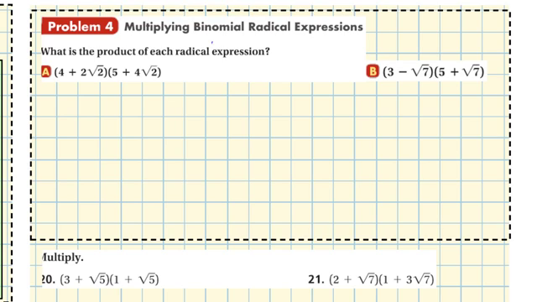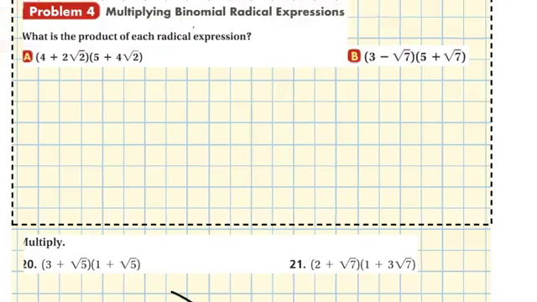Anytime that we're multiplying binomial expressions, you have to remember that you have to FOIL. Multiply the first terms together, then the outer terms, the inner terms, and the last. In blue, I'm going to multiply the first and outer terms. And then you're going to see arrows showing you what I'm multiplying together. So for the first one, I have 4 times 5, which is going to give me 20. Then I'm going to multiply the 4 times 4 square root of 2.